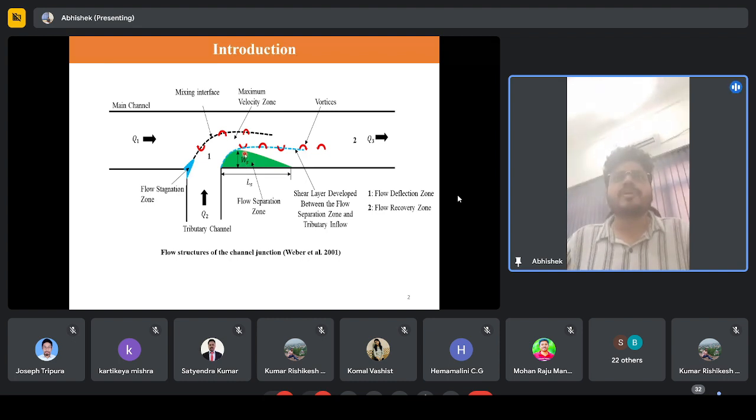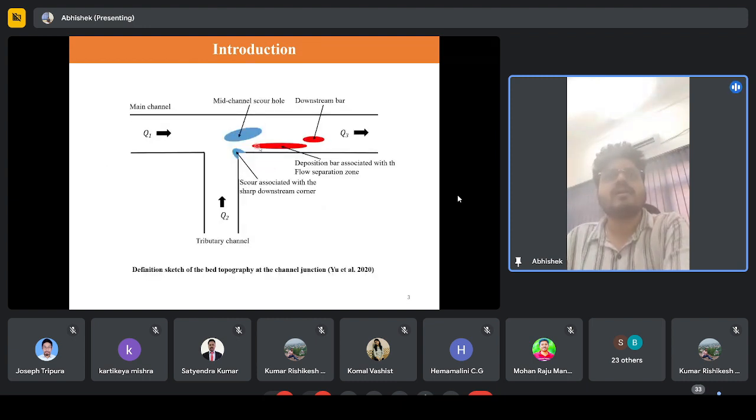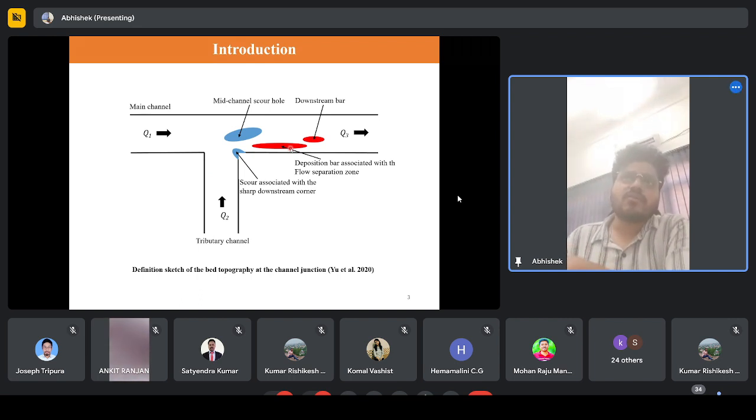Because of this flow separation zone and secondary current, so I haven't shown secondary current here, but I will show you. When the tributary flow interacts with the main channel, because of the curvature, it tries to bend towards the tributary again, and in doing so, there is a formation of strong secondary currents. Because of the secondary currents, the sediment is not transported in this zone, and therefore you see here the formation of the deposition bar, which is aligned along the flow separation zone.